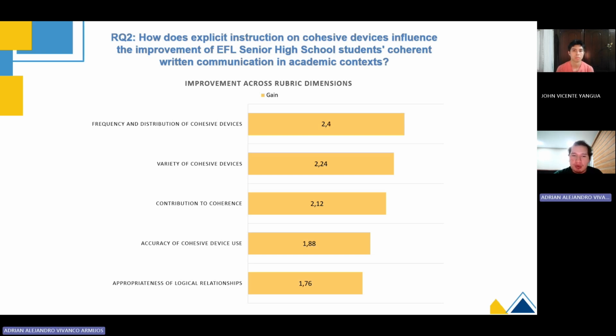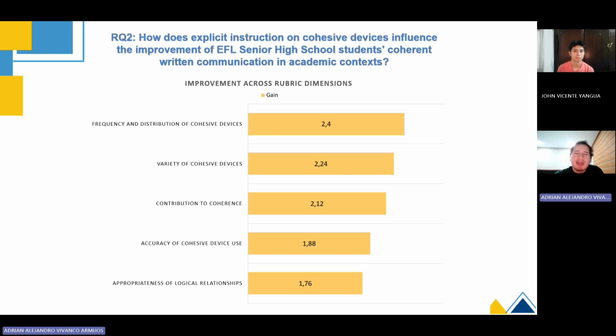Another important result was found in the contribution to coherence, which increased by 2.12 points. Since coherence represented the main focus of this study, this finding suggests that explicit instruction helped students construct paragraphs that were more organized, logically connected, and easier to understand for readers.